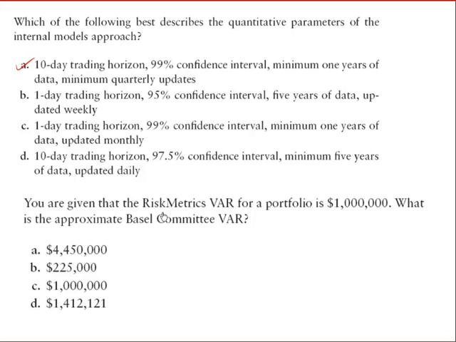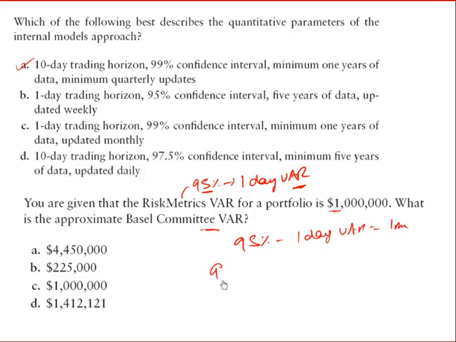You are given that the RiskMetrics VaR for a portfolio is $1 million. What is the approximate Basel Committee VaR? So please note that RiskMetrics uses a 95% 1-day VaR. That's something you'll have to just memorize and remember. It's a model given by J.P. Morgan that uses a 95% 1-day VaR. So if the 95% 1-day VaR is given to be 1 million, then how much would be the 99% 10-day VaR?